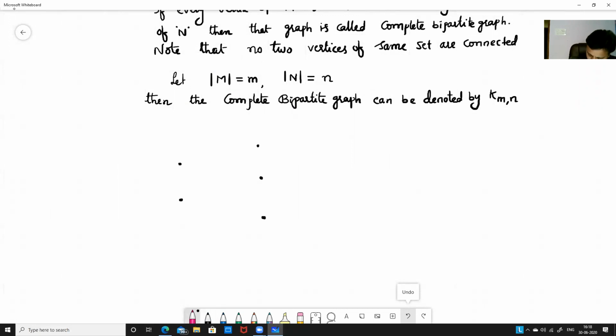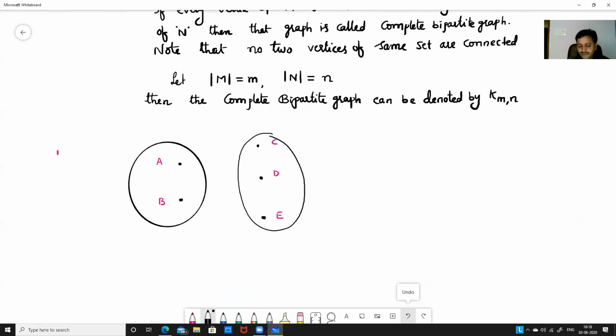Assume that I have 5 vertices A, B, C, D, E. Okay. Now, suppose it is a vertex set M, and it is vertex set N. Clear? It is vertex set M and it is vertex set N. Then every vertex of the set M is connected with every other vertex of the set N. Clear?